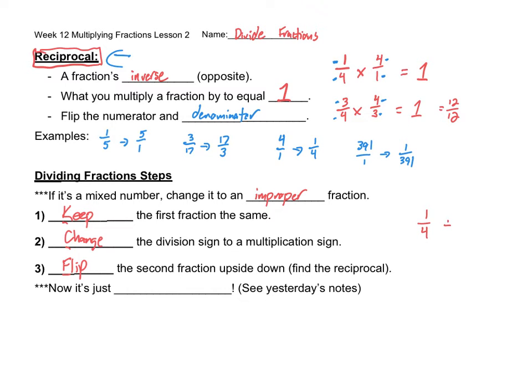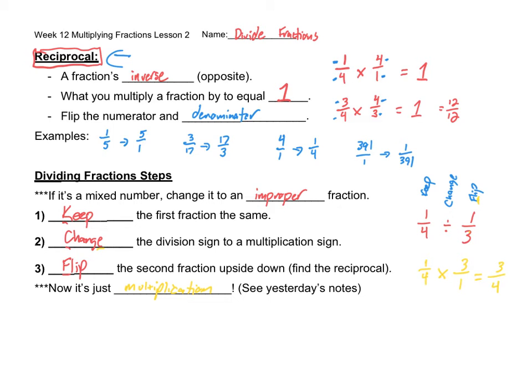All right, so let's look at some examples. 1/4 divided by 1/3. Okay, so I'm going to keep, change, flip. Keep 1/4. Change the division sign to a multiplication sign. And then I'm going to flip or find the reciprocal of 1/3. Now it's just like yesterday. See if we can simplify first, then multiply the numerators, multiply the denominators. Okay. So now it's just multiplication, like yesterday. You have notes from yesterday.